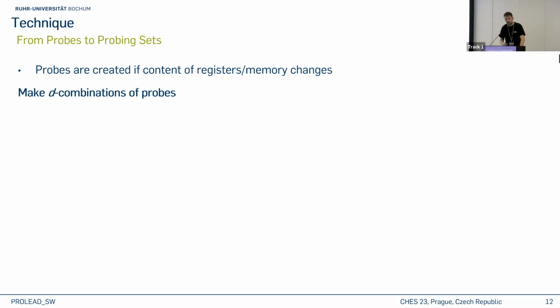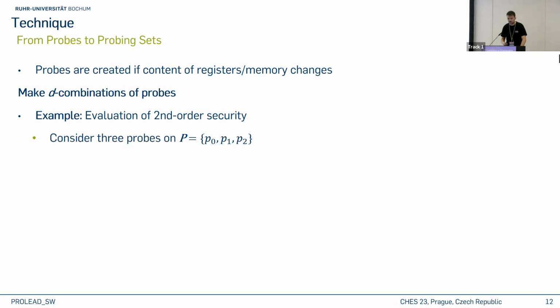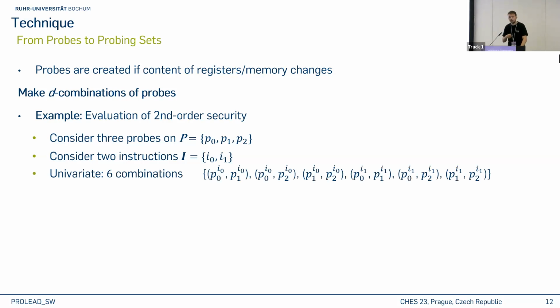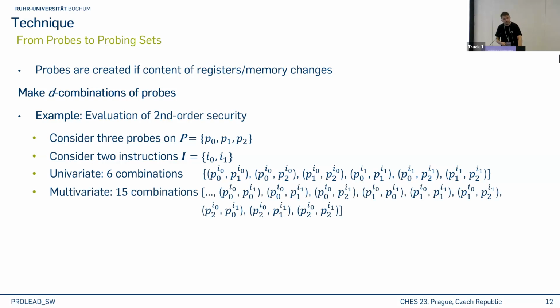The probing set is the ability of an adversary. So for example, if we have a second-order adversary, he can combine two microarchitectural probes within one probing set. Let us consider 3 probes per instruction during the simulation and 2 instructions in total. Now, a univariate adversary can combine 2 probes within the same instruction, which gives us in total 6 combinations. And a multivariate adversary has all univariate combinations, but is also able to combine 2 probes between different instructions. So this gives him in total 15 combinations.